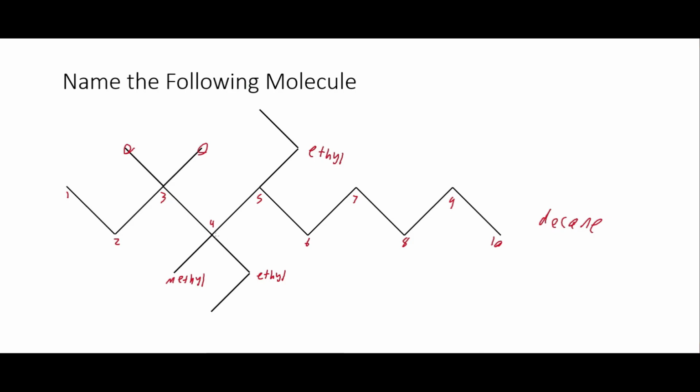And so it looks like we have 4, 5 ethyl, then 3, 3, 4. Since these both show up on the 3, what we would do is 3, 3, then we have another methyl on the fourth, so 4 methyl, and then the backbone was the decane, so we put decane. So 4, 5 ethyl, 3, 3, 4 methyl decane.